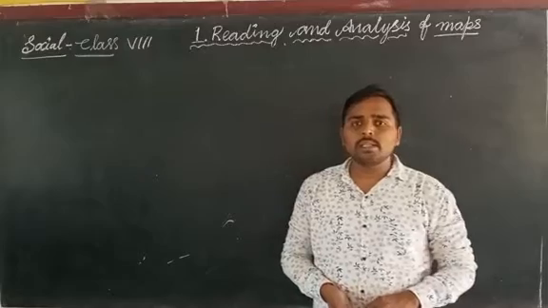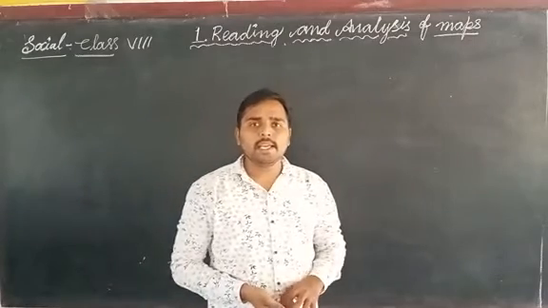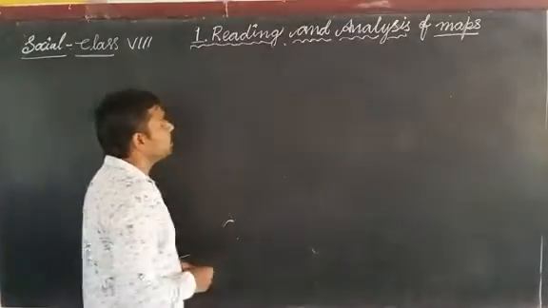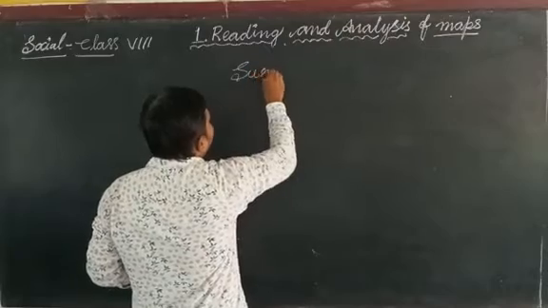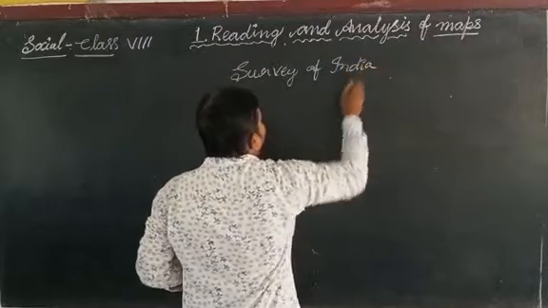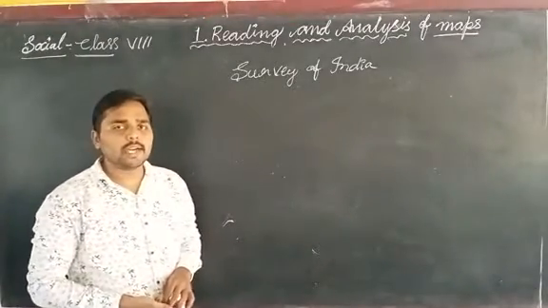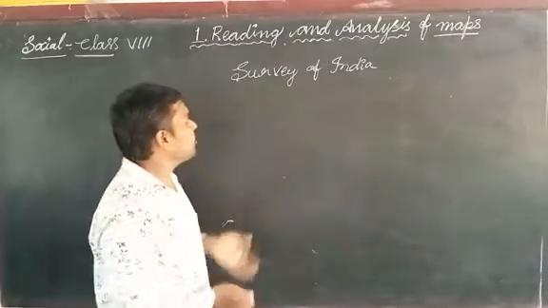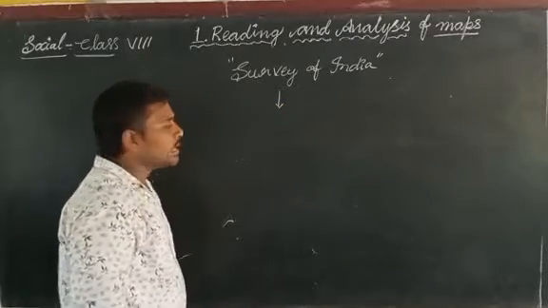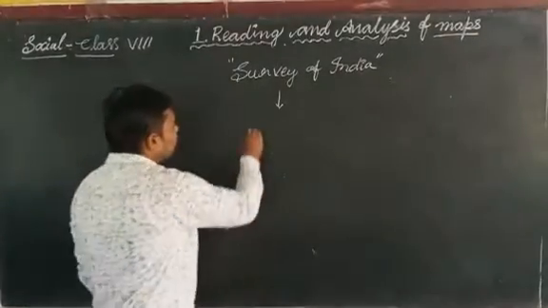After the colonization of India, the British took control of the entire country. They established one department, the Survey of India, and appointed one person as the Surveyor General of India. He was James Rennell.